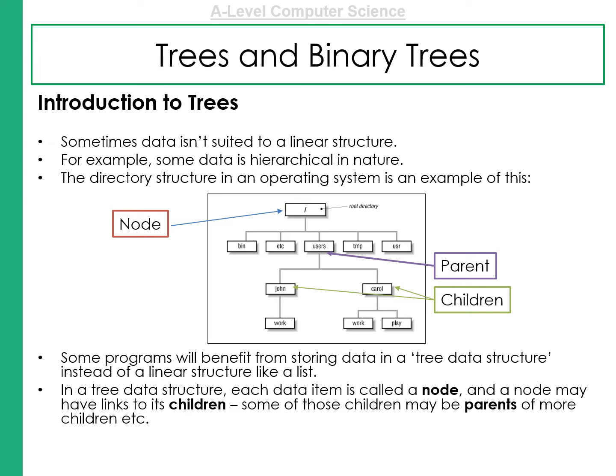Think about a family tree. A family tree doesn't occur with one item after the other. It looks like a tree with branches. We can think of the directory structure in an operating system, or the file structure on a computer, as an example of this. Like we did in linked lists, every item is known as a node. A node may have links to children and some to parents.